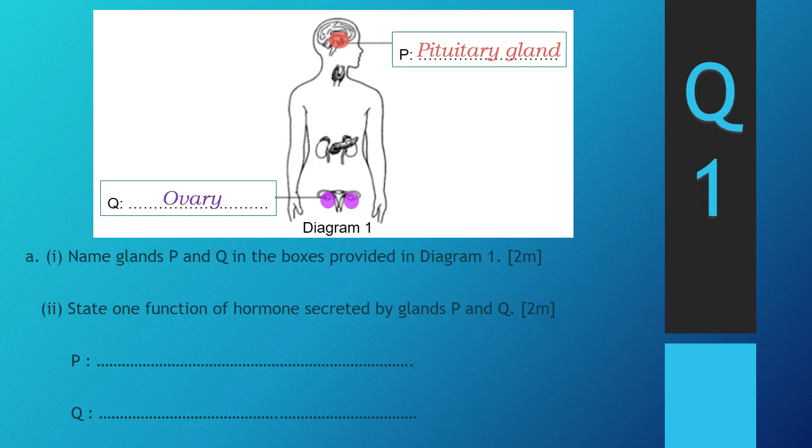A2. State one function of hormone secreted by glands P and Q. Gland P produces growth hormone. So growth hormone is used to stimulate growth in children. Q, the ovary, produces progesterone, so its function is to control the menstrual cycle.